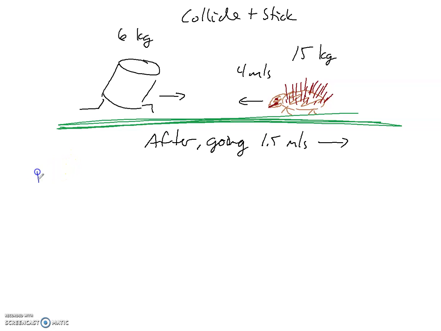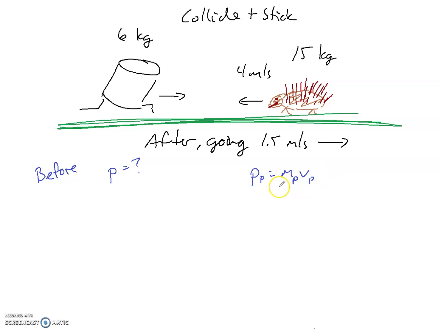All right, so I'm going to look at some before stuff and just piece a couple things together. I don't know the momentum of the marshmallow, I don't know what that is, but I do know the momentum of the porcupine is going to be the mass of the porcupine times the speed of the porcupine.